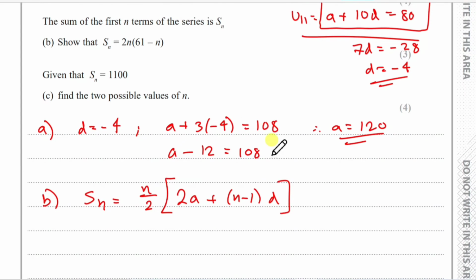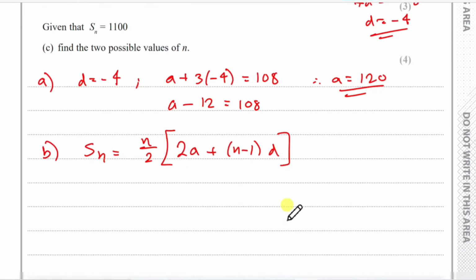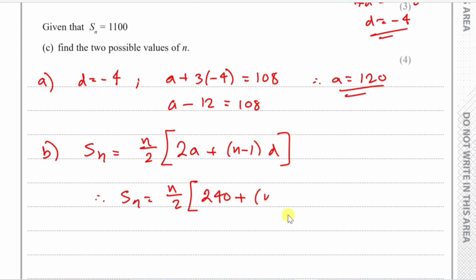Now what do we know? It says that the sum of the first n terms series Sn, show that we get this result. Now, because we know the value of a and the value of d, we can plug them both in. So let's try out. So therefore, Sn equals n over 2, 2 times a is 240, plus n minus 1 times minus 4.